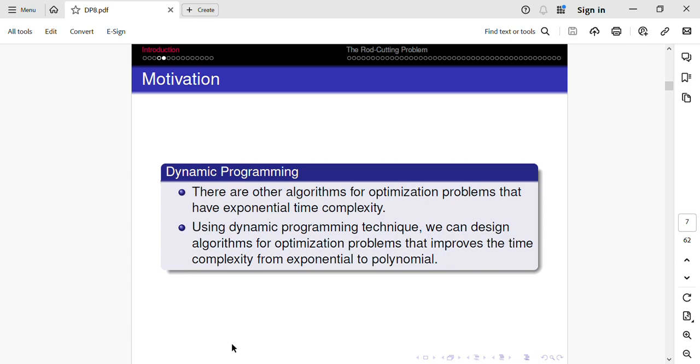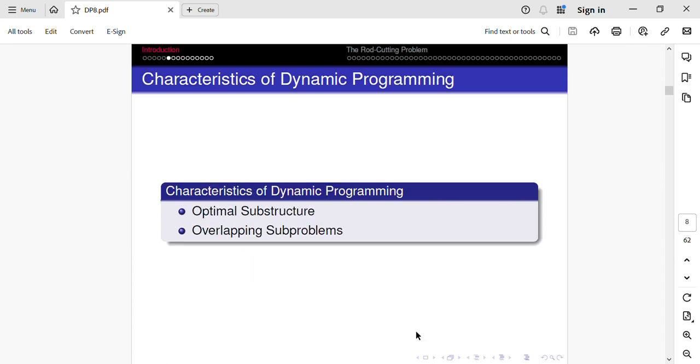There are other types of algorithms for optimization problems that have exponential time complexity, exponential in the size of the input. But if we use an algorithm that we design using dynamic programming, then we can design an algorithm for the same optimization problems that has a polynomial solution instead of an exponential one. In particular, I'll show one example where we go from exponential to big O of n squared time complexity. That's a huge improvement in time complexity, from exponential to polynomial.